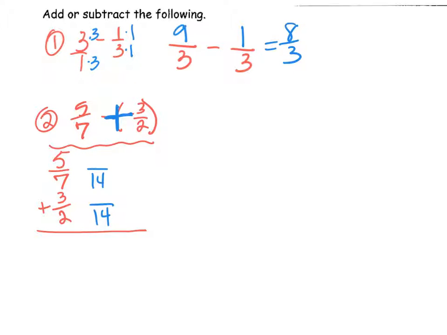So make them like that. And now I need to change them. I need to change 3/2 into something 14ths. What did I do to this 2 to get a 14? Multiply by 7, bottom and top. 2 times 7 is 14. So 3 times 7 is? I obviously got it right, small.